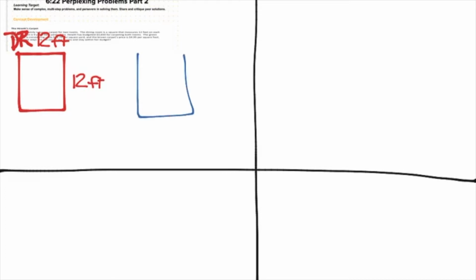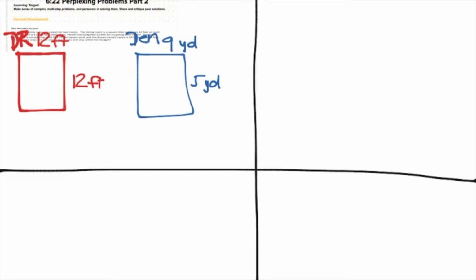The Hewitt family is buying carpet for 2 rooms. The dining room is a square that measures 12 feet on each side. Well, I can start with that. So it's telling me the dining room is a square and it's 12 feet on both sides. Okay, that's my dining room. Great. Well, okay, let's keep moving. The den is 9 yards by 5 yards. Okay, so if I'm drawing my den here, what did it say? It said 9 yards by 5 yards. Okay, I'm paying attention right now. I see feet and yards.